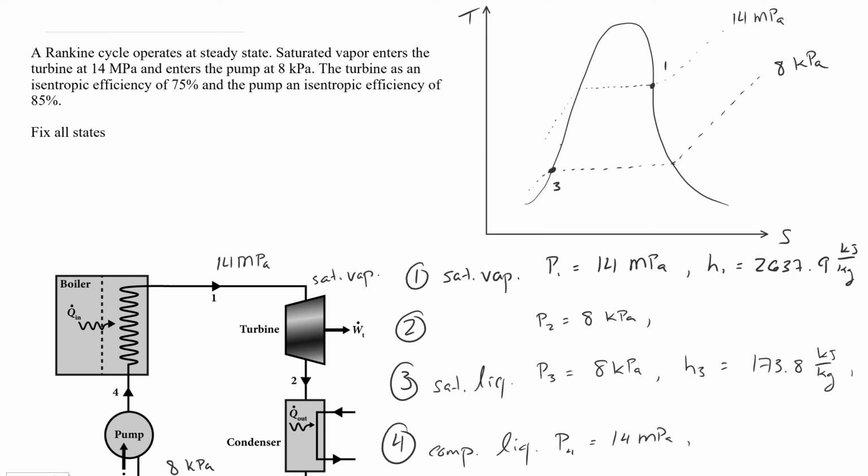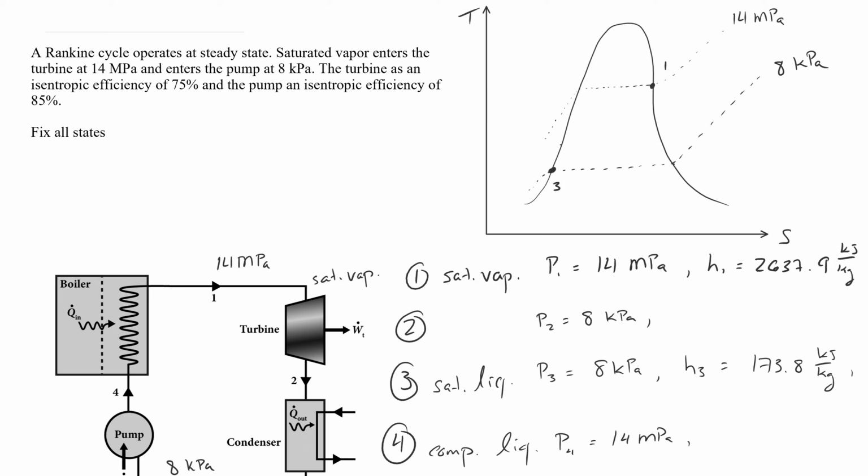In this example, we have the same Rankine cycle that we saw in the last example, except this time it's no longer ideal. We now have assigned a 75% isentropic efficiency to the turbine and an 85% isentropic efficiency to the pump. And in this example, we're going to go through and fix all of the states. So we're going to find the enthalpy value at every state. And then once we have those values, the analysis for turbine work or net work or Q in or Q out, any of that stuff will be exactly the same.